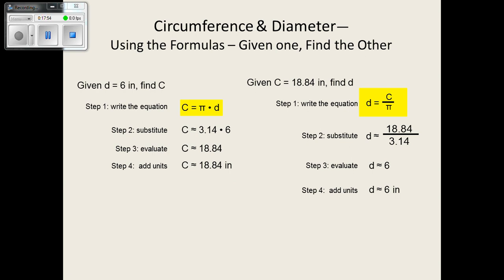If we come from the opposite direction, if they give us the circumference and we're asked to find diameter, we can write this equation instead. We don't know d, but we know c, and we know pi. So we're going to substitute in 18.84 and 3.14, which means we change that equals mark to approximately equals. When we do the math, we get 6. When we add our units, our conclusion is the diameter is approximately 6 inches.